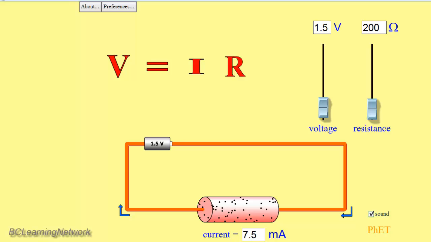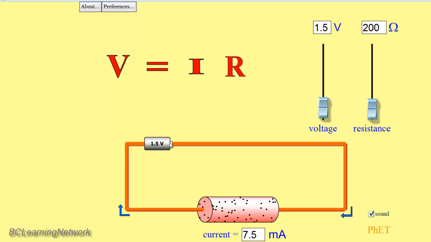Okay, we're going to use this simple simulation to look at Ohm's law in a little bit more detail. As you've already seen, Ohm's law is a simple equation that says the voltage is equivalent to the current times the resistance in a simple circuit.